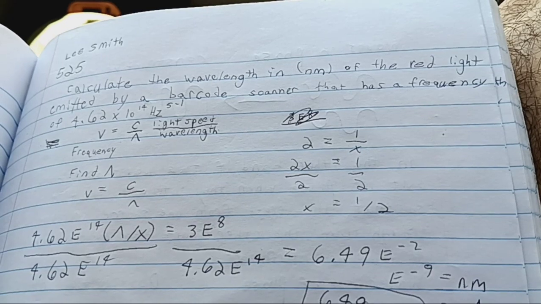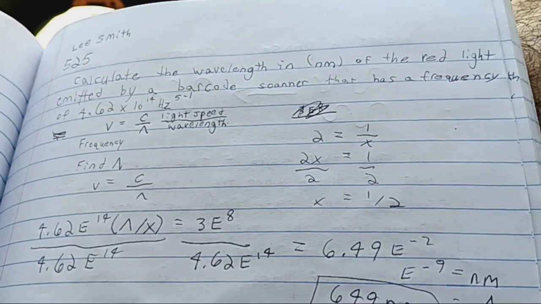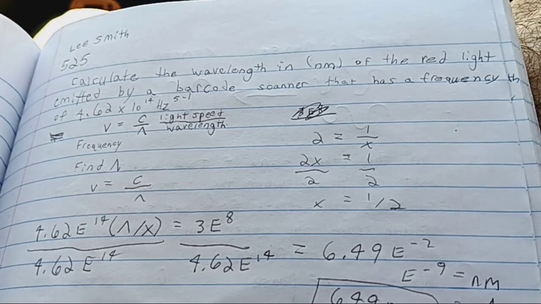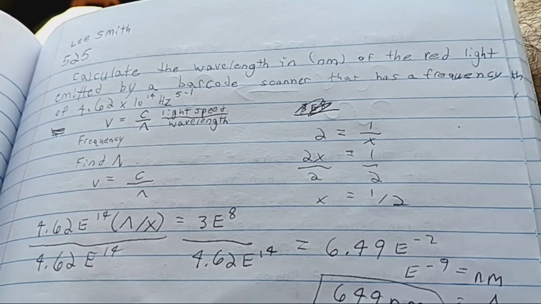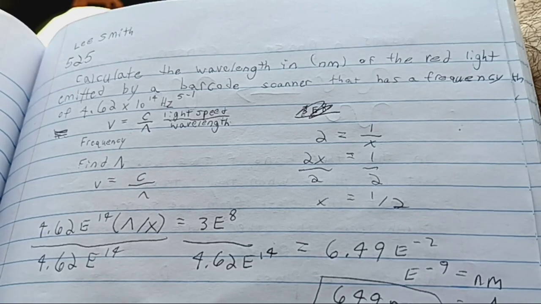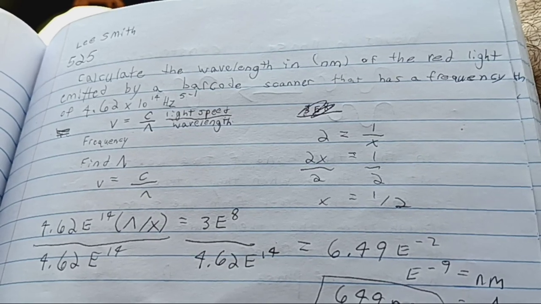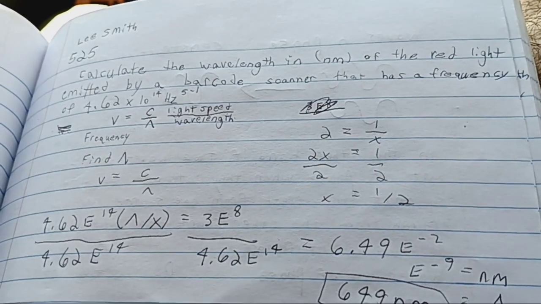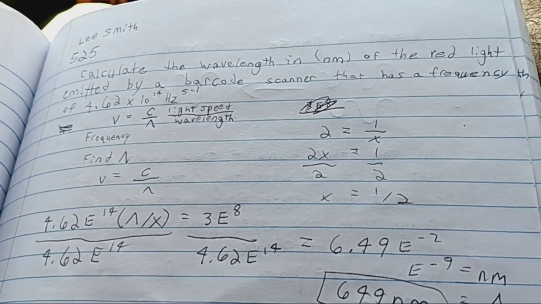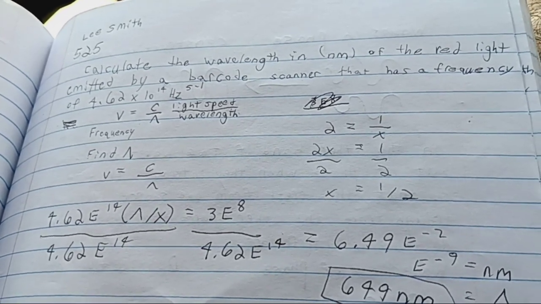emitted by a barcode scanner that has a frequency of 4.62 × 10^14 hertz. Frequency is equal to c over the wavelength, the speed of light over wavelength. So I had to solve an equation to get the wavelength.